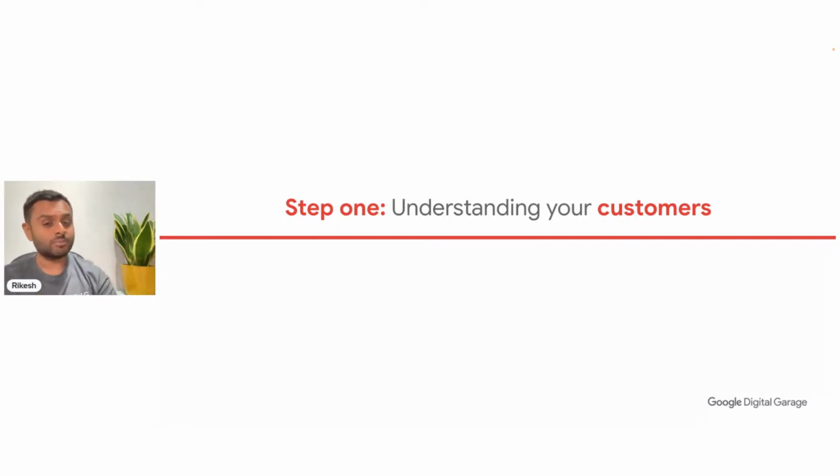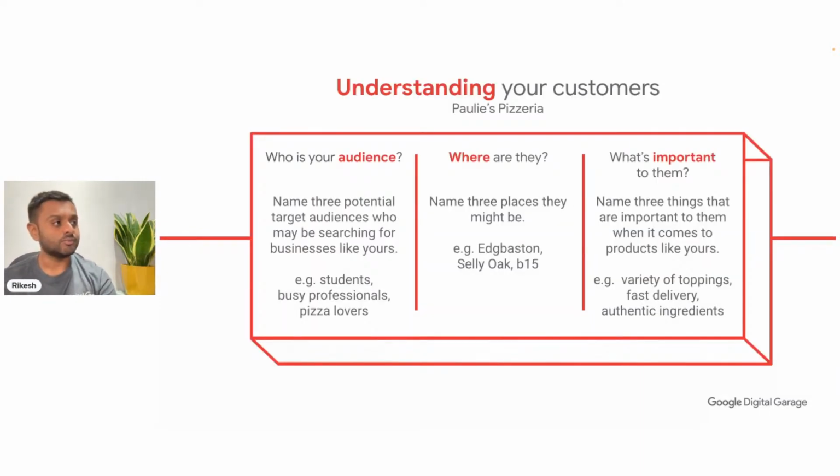So if we apply step one to Paulie's Pizzeria first and foremost, these are three important questions that we really want to ask about our audience, ask about our customers, the people on the other end of the screen who are going to be consuming our advert, or who we want to consume our adverts, our ideal type of customer, let's say.